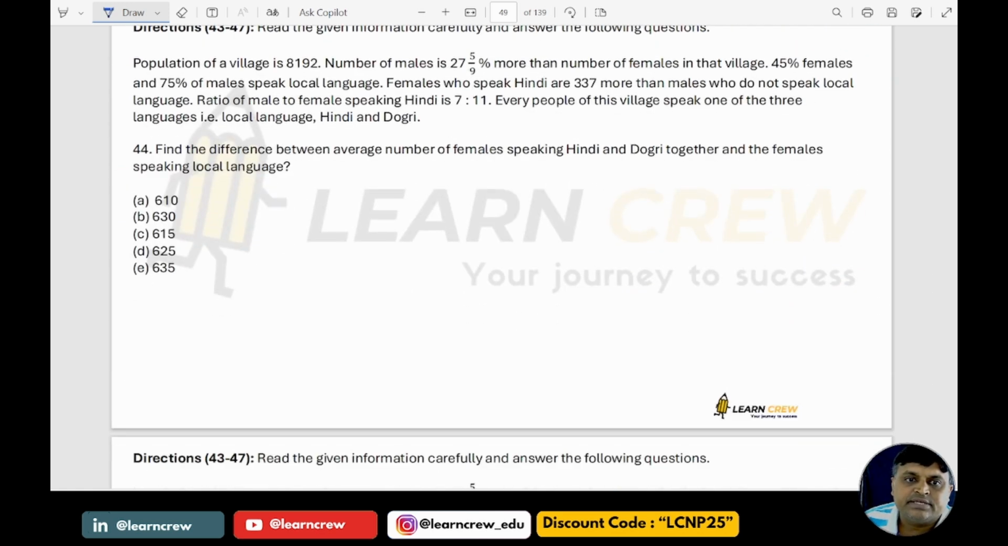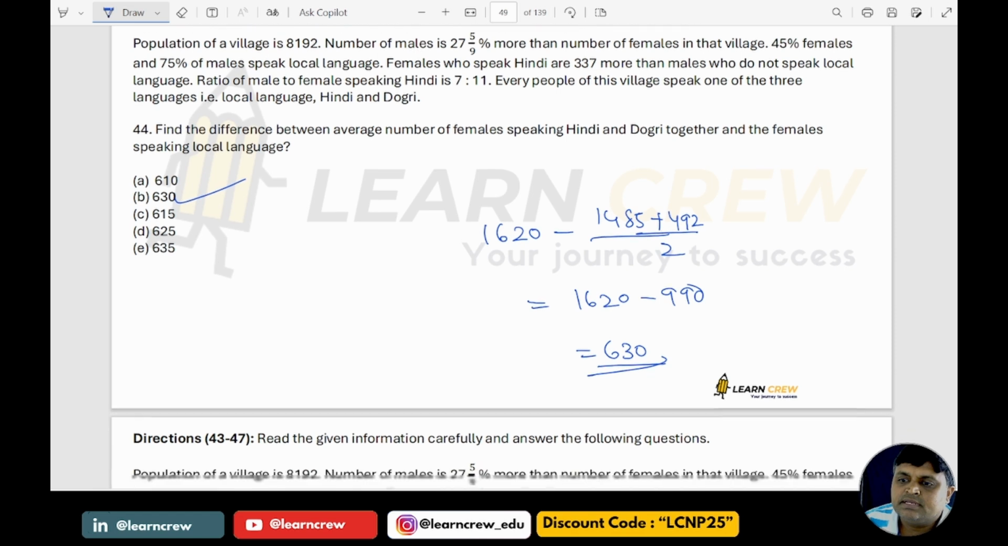Next, find the difference between the average number of people speaking Hindi and Dogri together and females speaking the local language. Already we have calculated the values: 1485 and 495, divided by 2, has to be subtracted from 1620. Then 1620 minus 990 is nothing but 630. So the answer is 630.